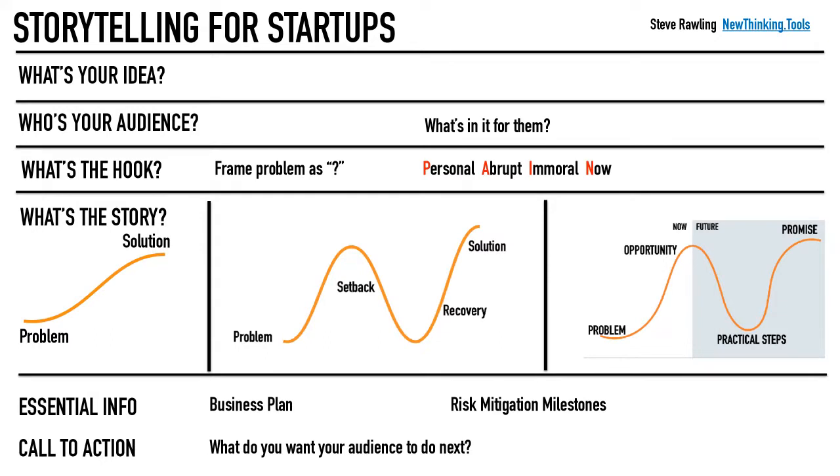A startup pitch is slightly different to a sales pitch, because you're not just selling a product, you're selling a business as well. But essentially it follows the same kind of pattern. So let me talk you through these different stages. The first stage, as I said before, is what's your idea? You need to be able to get your idea across in 1 or 2 sentences, because if you can't do that, it suggests to me, the listener, you don't really know what your business is if you can't say it succinctly in 1 or 2 lines.